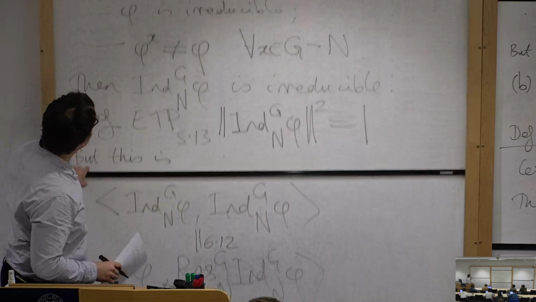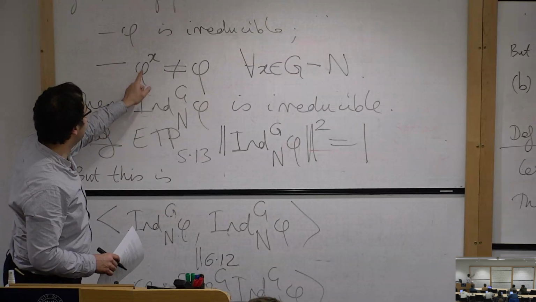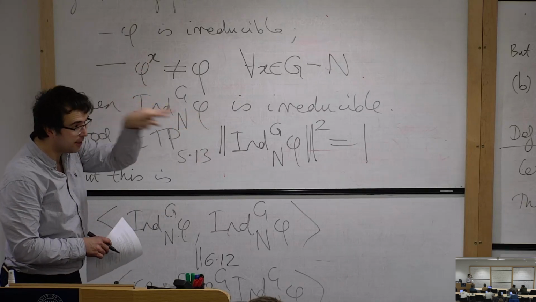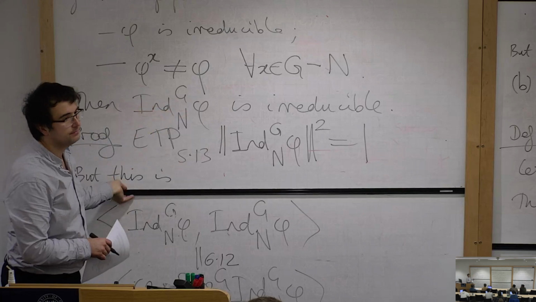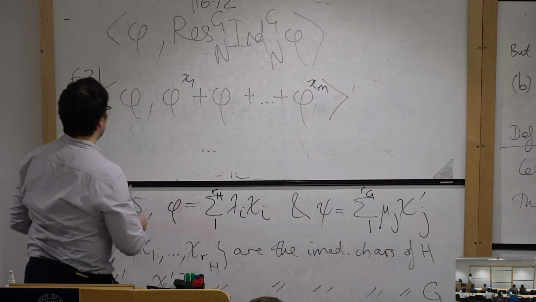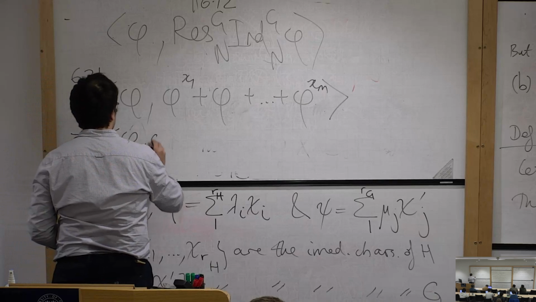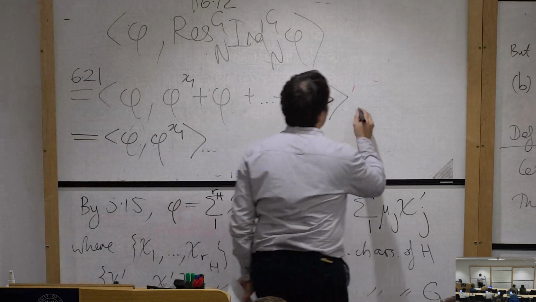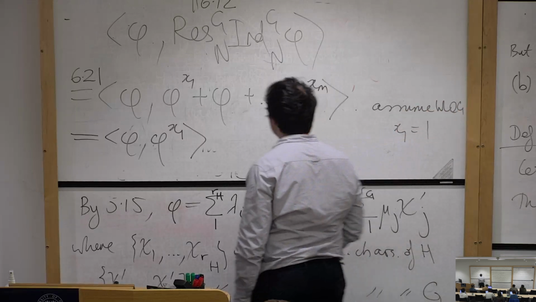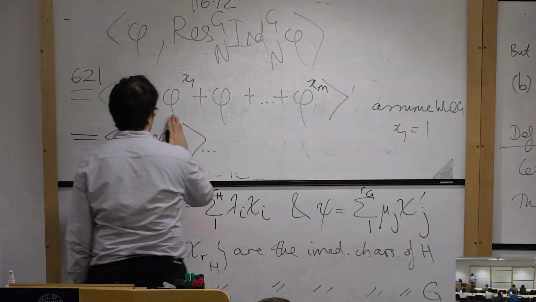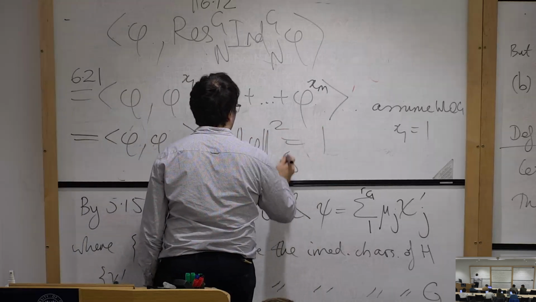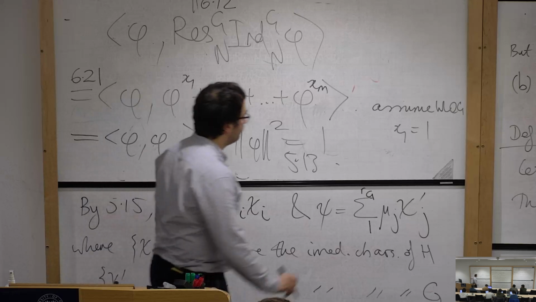Finally, I assumed the two things about my character. It was irreducible, and the distinct twists are different. Well, two different characters have 0 in the product. They're pairwise orthogonal, right? So this sum collapses to just the first one. This is by the second assumption. The inner product of phi with x1 is 1, and the phi was irreducible, and so this is 1 again by some other version.